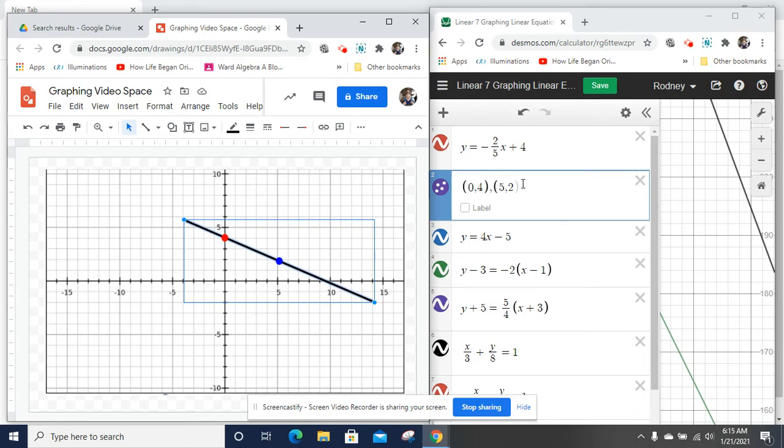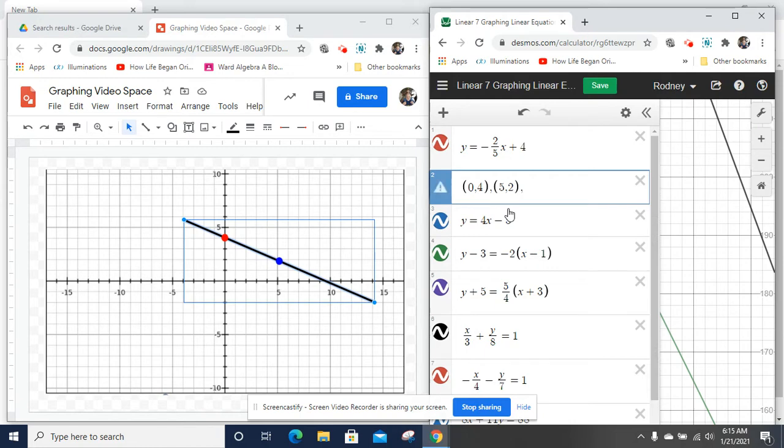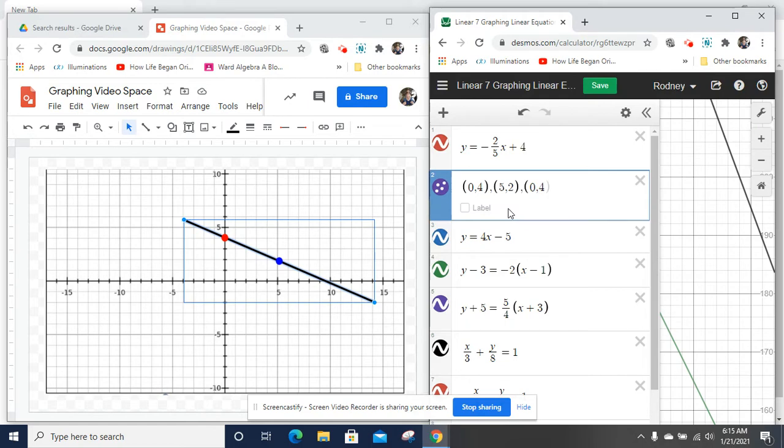I want to also let you know that we could grab one more point if we wanted to. So remember we had that 0, 4. Now, instead of subtracting 2 and adding 5, I could also add 2 and subtract 5. And the reason I can do that is negative 2/5 is the same as 2 over negative 5. Those are all the same thing.